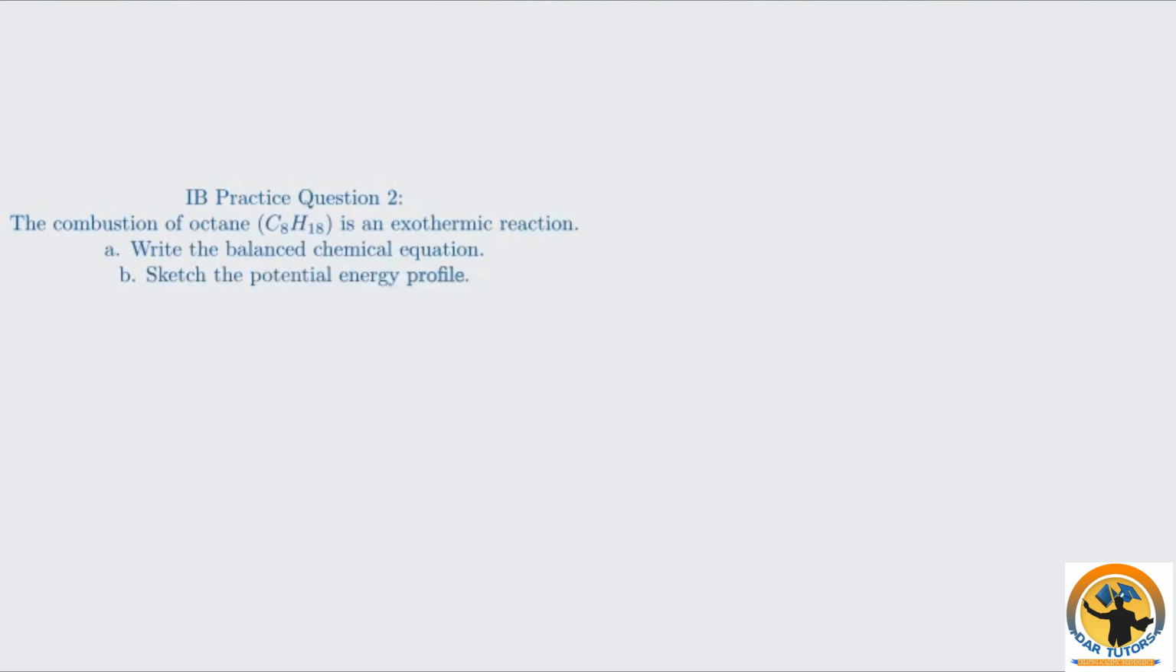Question 2 gives us a combustion reaction and asks for the balanced equation and to sketch the potential energy profile.